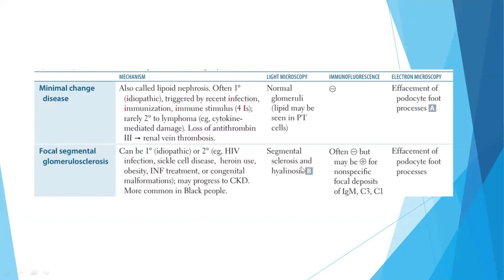The segmental sclerosis and hyalinosis may be there, and it is often negative in immunofluorescence, but may be positive for non-specific focal deposits like IgM, C3, and C1. On electron microscopy, again, there is also effacement of podocyte foot processes. So minimal change disease is in a child; focal segmental glomerular sclerosis commonly occurs in adults.